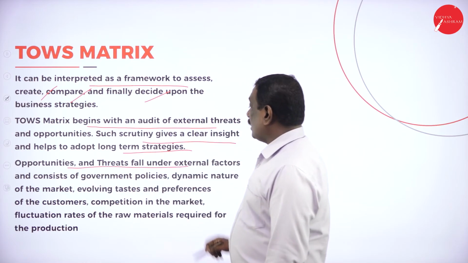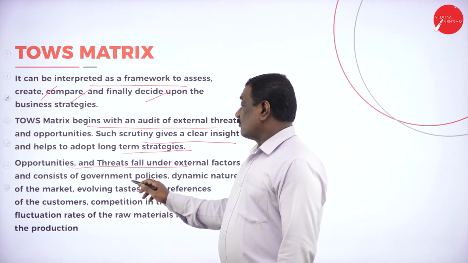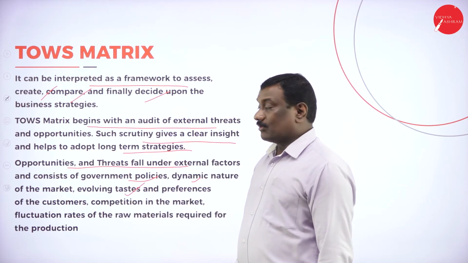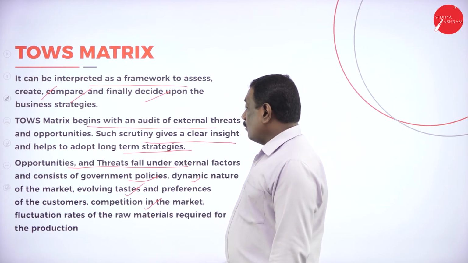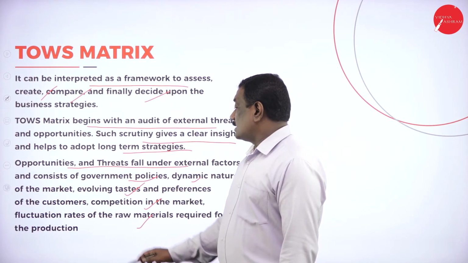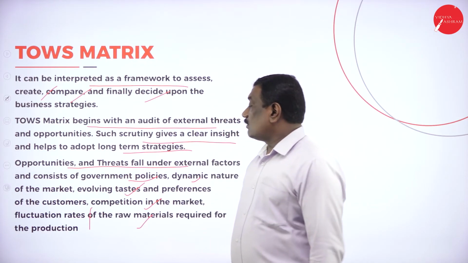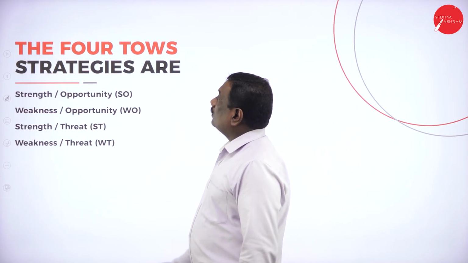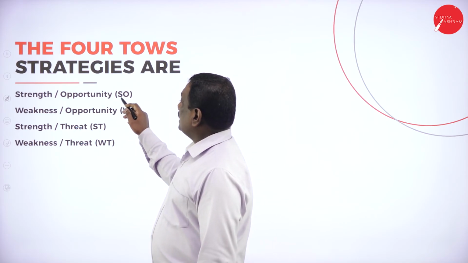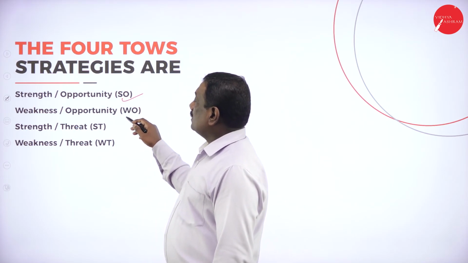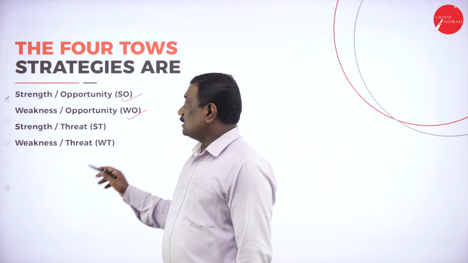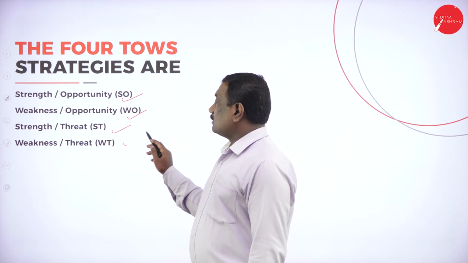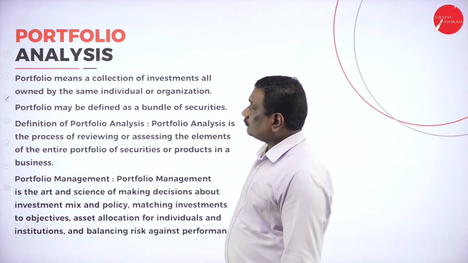Opportunities and threats fall under external factors and consist of government policies, the dynamic nature of the market, evolving tastes and preferences of customers, competition in the market, fluctuation rates, as well as the raw materials required for production. Now under this we have four important TOWS strategies. One is SO, strength and opportunity. Second is WO, weakness and opportunity. Third is ST, strength and threats. And fourth is WT, weakness and threat.